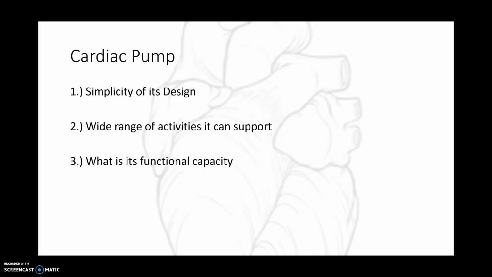So number two, when we look at the wide range of activities it can support, up to a heart rate over 200 cycles per minute, and also below 50 cycles per minute. With its functional capacity, to understand these three factors, we need to understand the relationship between structure and function. And we have to do so at the myocardial cell level.